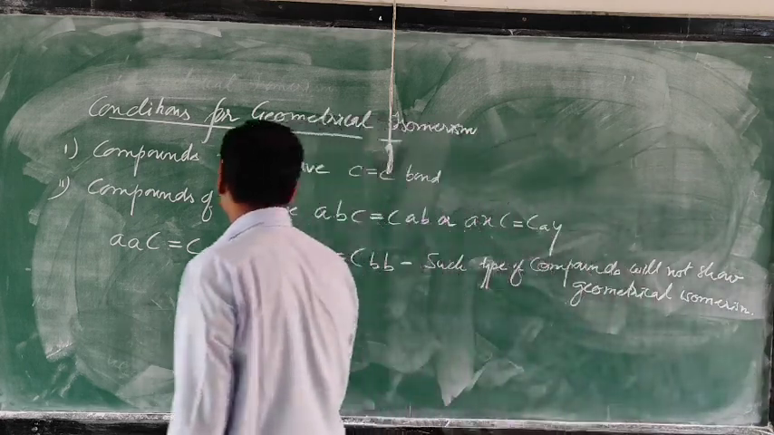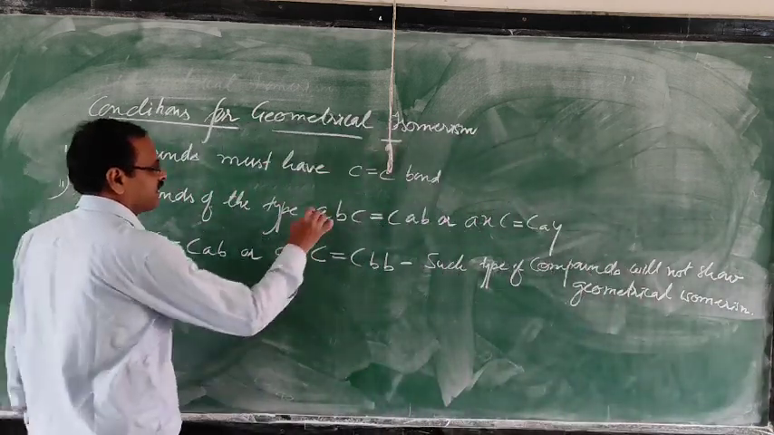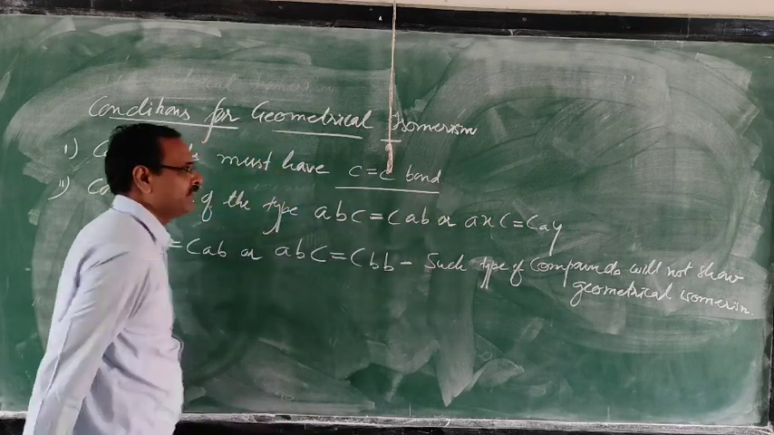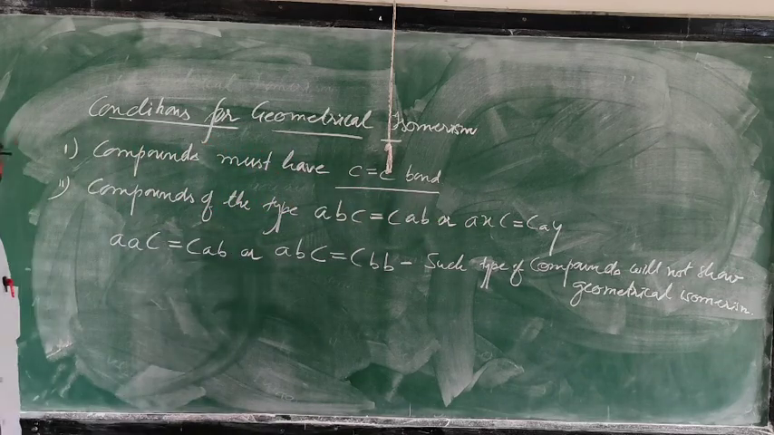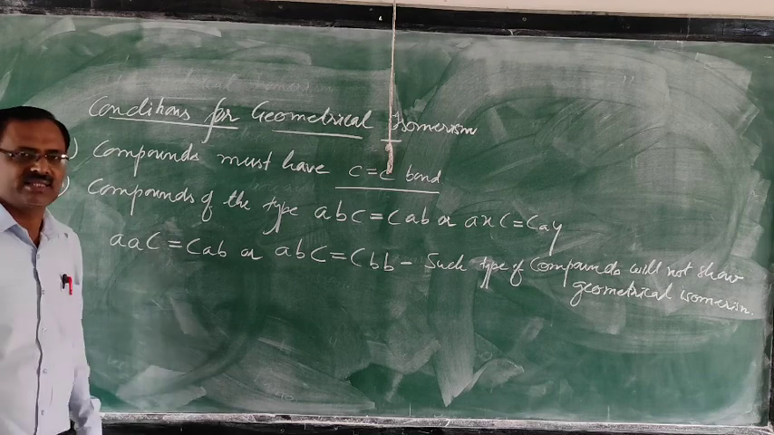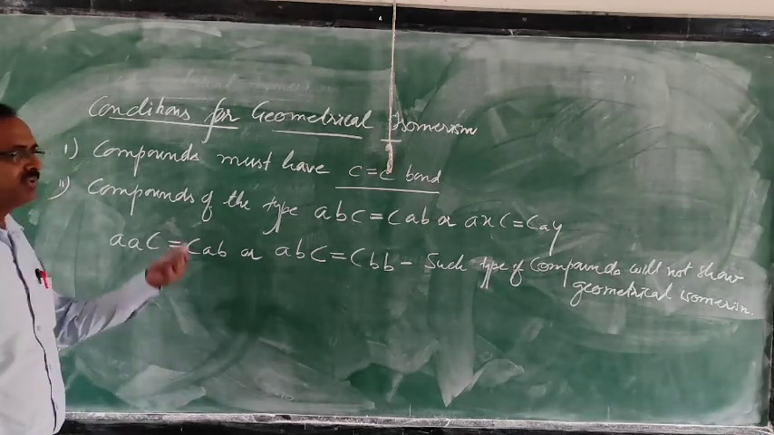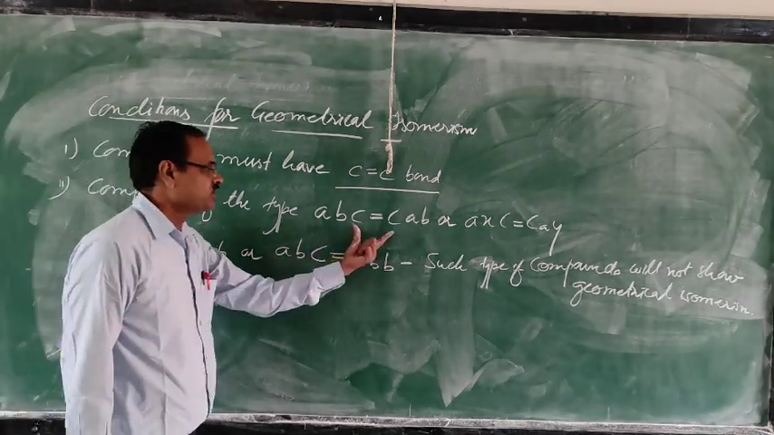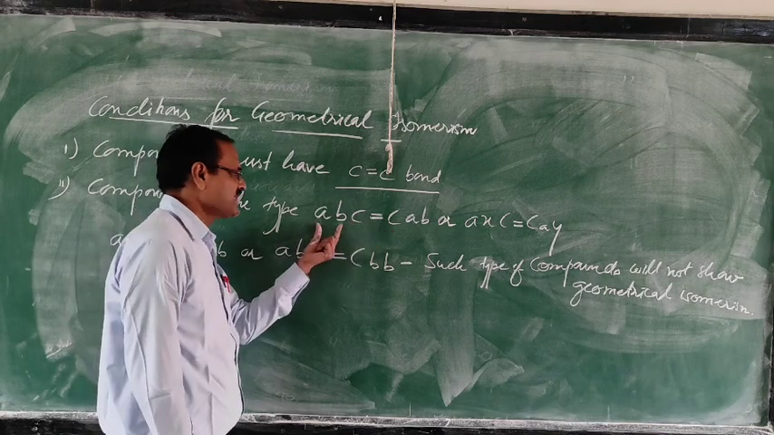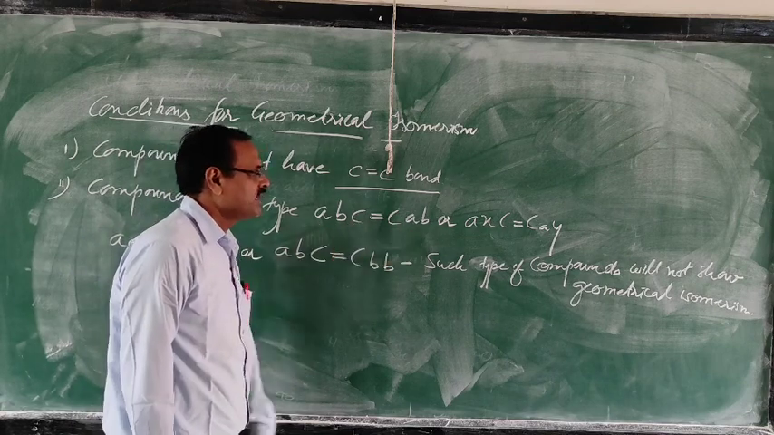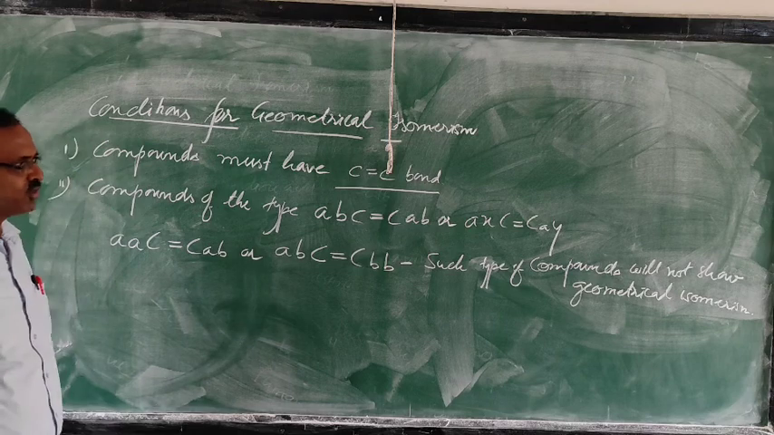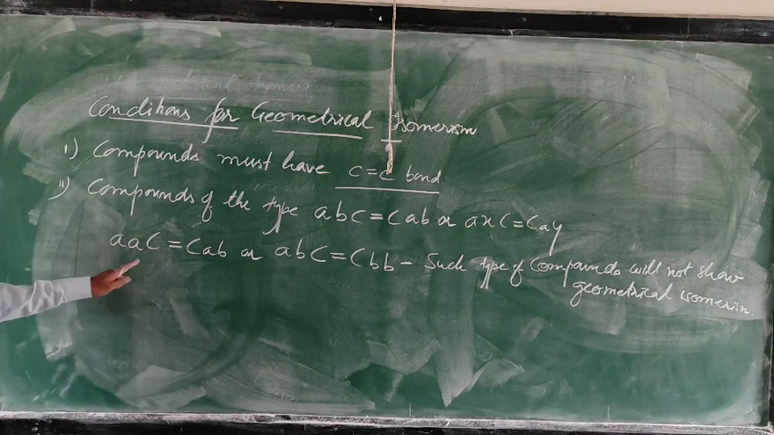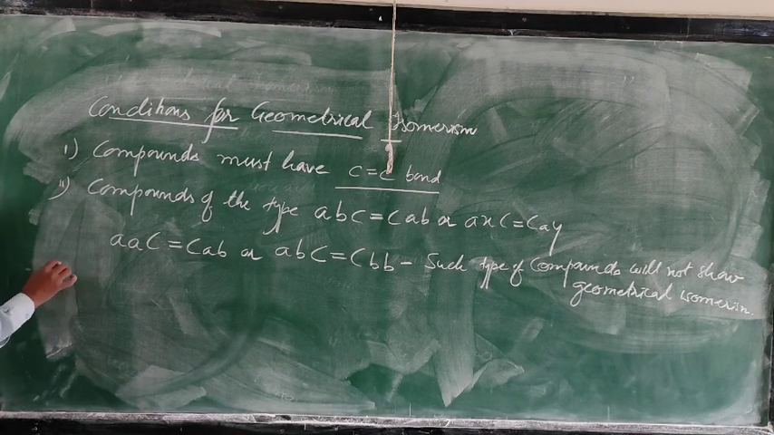So this is the condition that the compound must have the carbon-carbon double bond. If the carbon-carbon double bond is there, then only restricted rotation is there, and then the groups or atoms bonded to the carbon-carbon double bond must be different. AB, then only geometrical isomerism is possible. Such types of examples I am going to take, but-1-ene and propene.